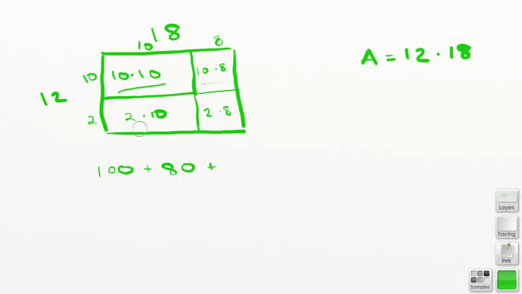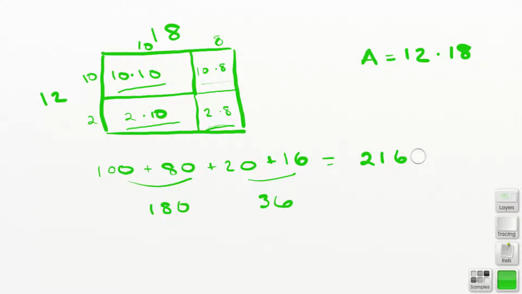Then we're going to add on the area of this lower part. 2 times 10 is 20. And then add on the last part, which is 2 times 8 is 16. And again, 100 and 80 is 180. 20 and 16 is 36. So if I add these together, I get an answer of 216 units squared.